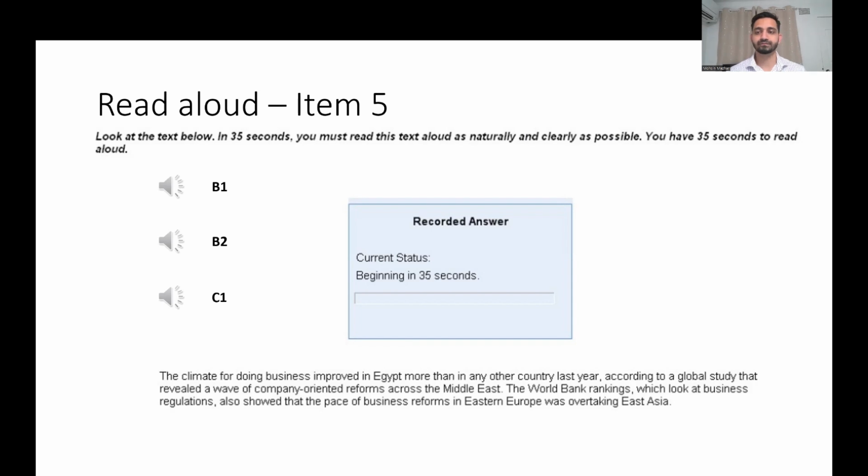The climate for doing business improved in Egypt more than in any other century last year, according to a global study that revealed a wave of company-oriented reforms across the Middle East. The World Bank rankings, which look at business regulations, also showed that the pace of business reforms in Eastern Europe was overtaking East Asia.